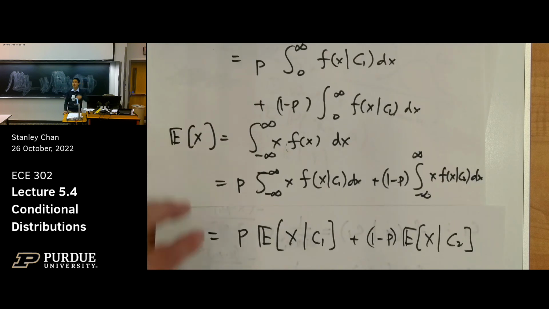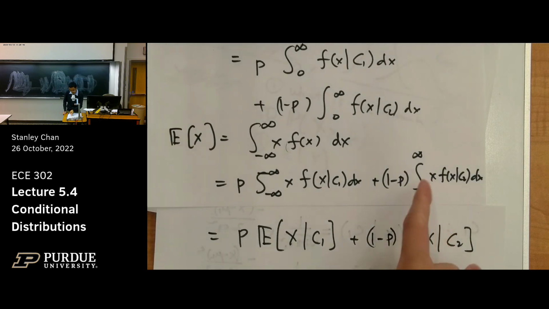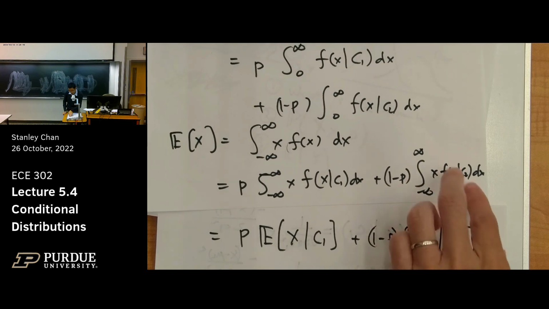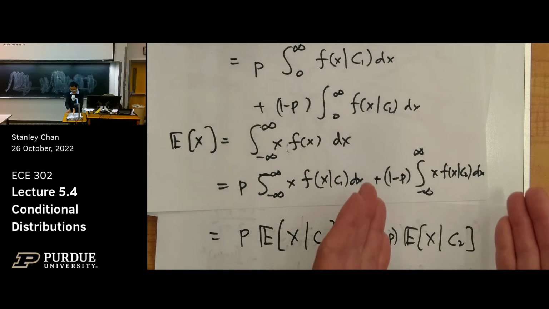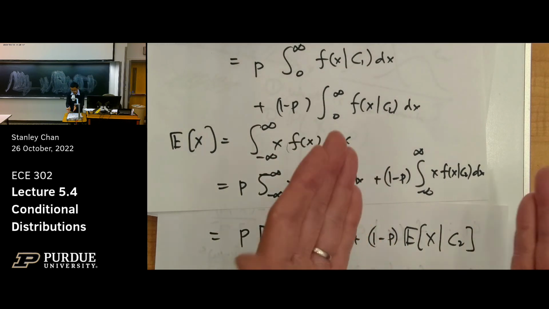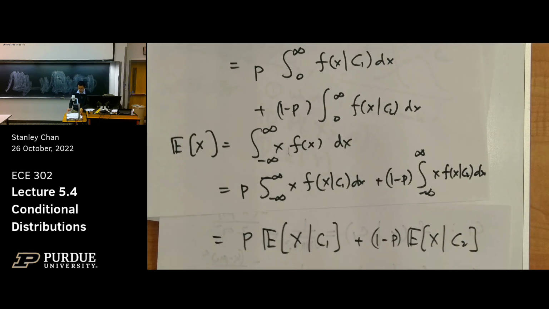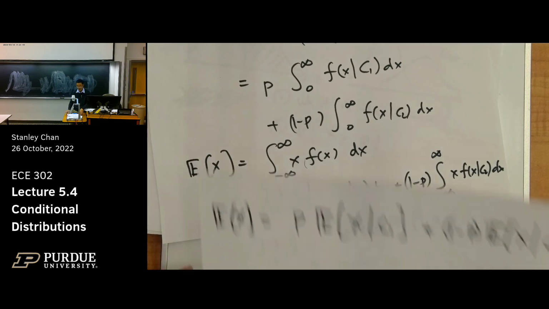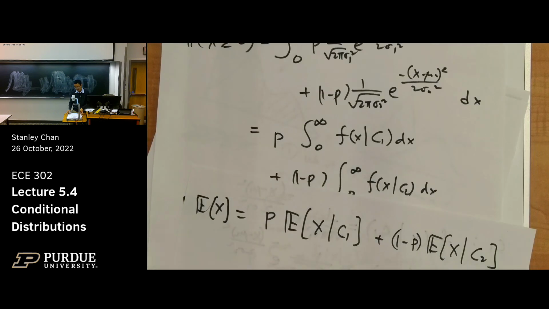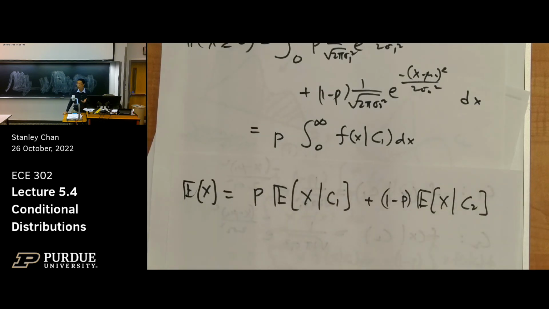Why? Just remember the summary slide I gave you in the very beginning. Whenever you see the integration of x times some kind of probability, that's just the expectation. You replace the normal expectation by this conditional expectation. So you can see that there is another decomposition: the expected value of x can be written as a sum of these two conditional expectations.